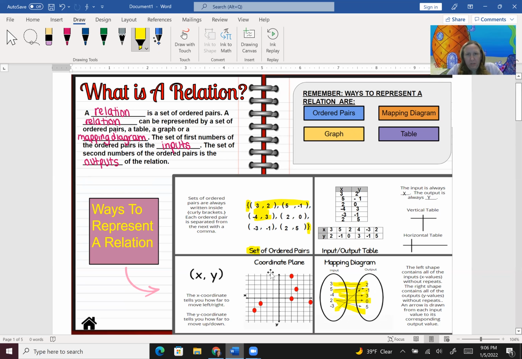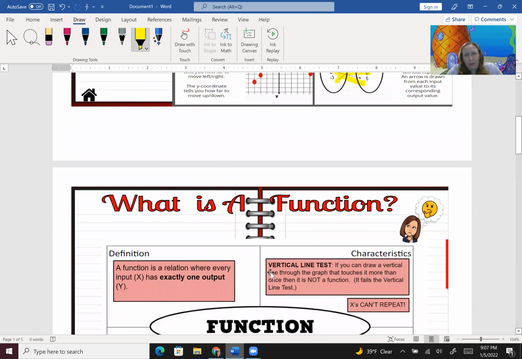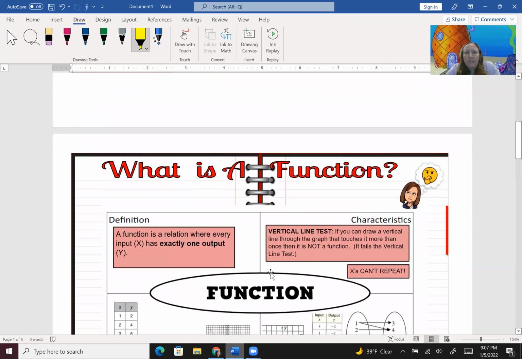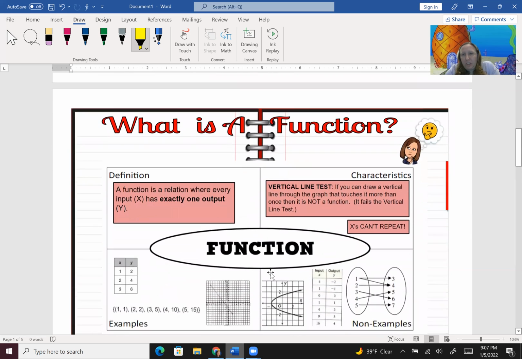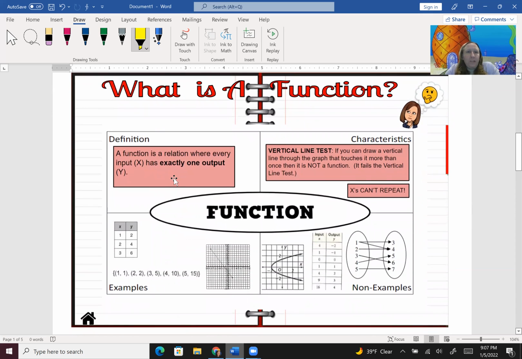Okay, nothing special. What we really care about is what is a function. Okay, this is what our topic is about. Okay, we're talking about linear functions. Okay, and the function definition is one of those definitions that you really got to know. Okay, we're going to say it over and over until you're sick of it, to be honest. Okay, but a function is a relation where every input has exactly one output.